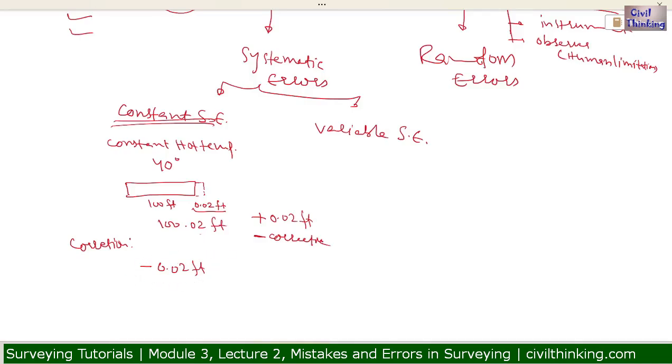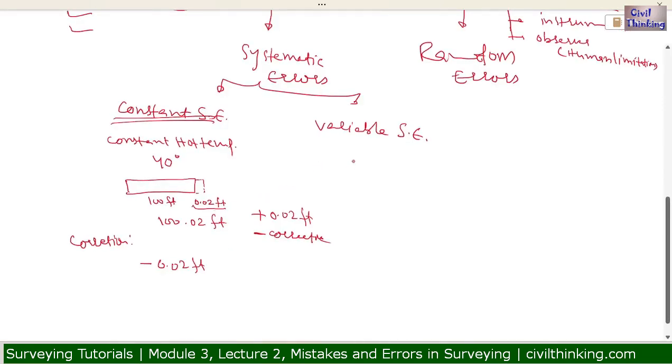Now let us talk about variable errors. This is more realistic, and this usually happens in the field. Because when you are in the surveying field, over the whole day, you will see that in the morning and in the afternoon the temperature is low, right?